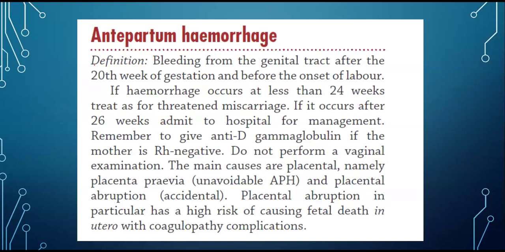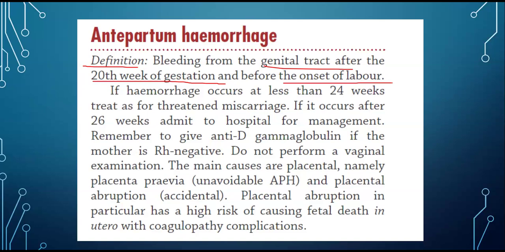So, the next topic is antepartum hemorrhage. So, antepartum hemorrhage, and then there is postpartum hemorrhage. Antepartum hemorrhage is defined as bleeding from the genital tract after the 20th week of gestation and before onset of labor. If there is bleeding during delivery and after delivery, that's postpartum hemorrhage. Okay.